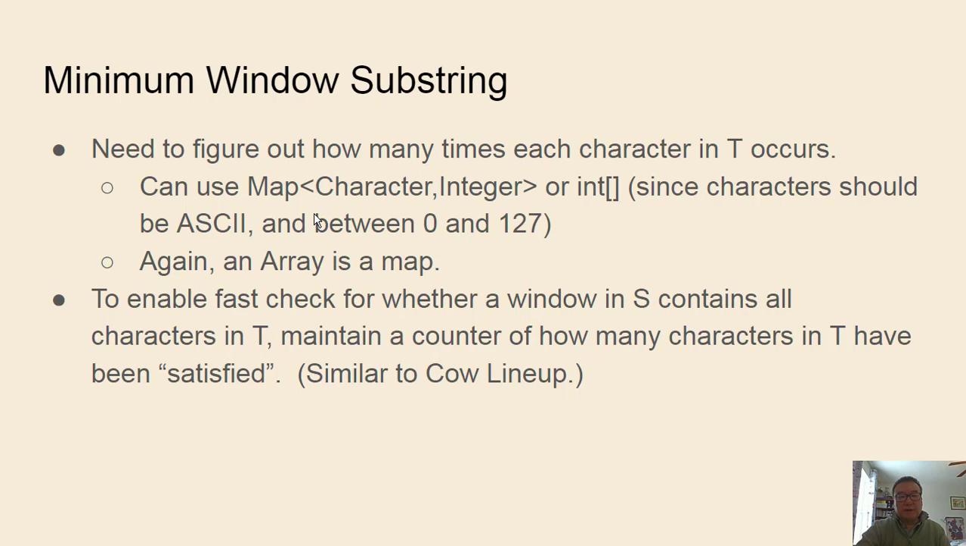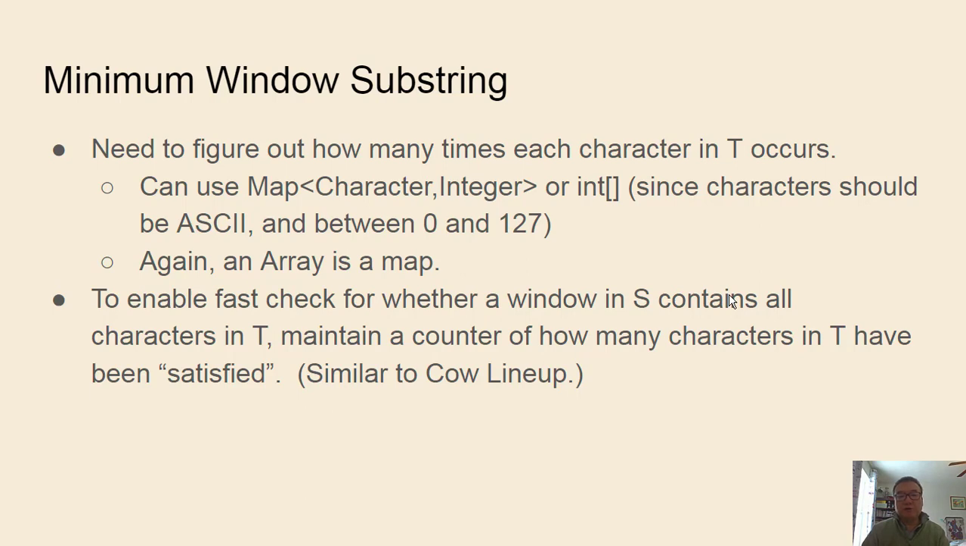To enable checking whether a window includes all the characters to make T in constant time, we want to maintain an extra variable which counts how many characters in T have been satisfied. This is similar to the coin lineup problem we talked about earlier. Essentially, anytime we see a new character, we increment that counter. If this is the first time that the count goes up to the number of that character in the string T, we will increment the satisfied counter. So now a new character has been satisfied.